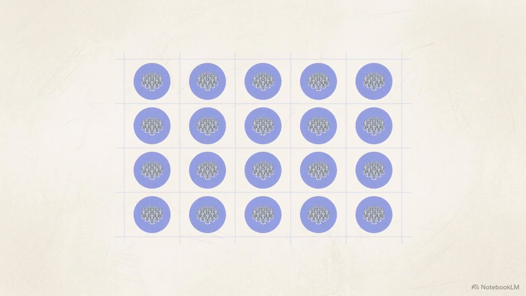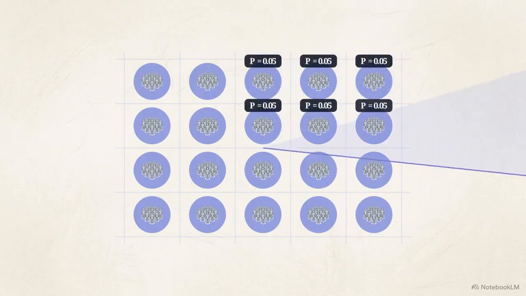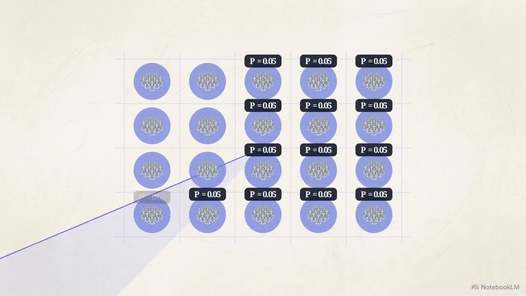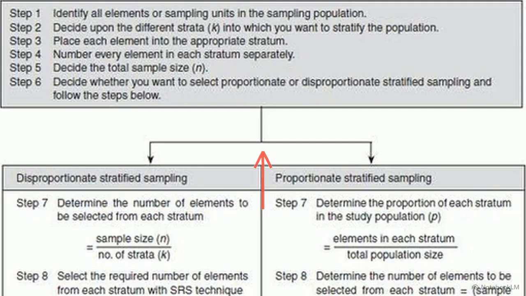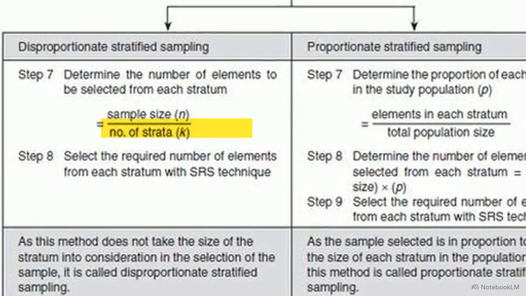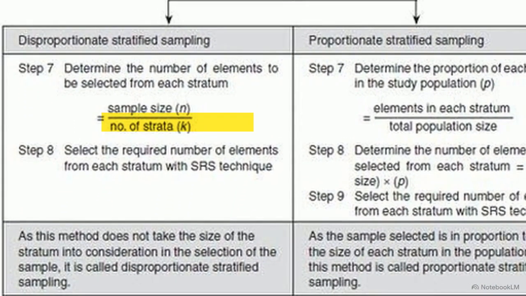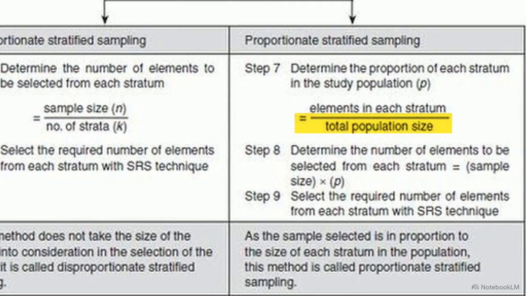The most robust approach is probability sampling. For a design to qualify as a probability sample, every single element in the study population must have an equal and mathematically independent chance of being selected. This diagram breaks down stratified sampling. Notice the split at step 6. Disproportionate sampling ignores stratum size, simply dividing sample size by the number of strata. Proportionate sampling calculates the exact proportion of each stratum, multiplying that fraction by the desired sample size.